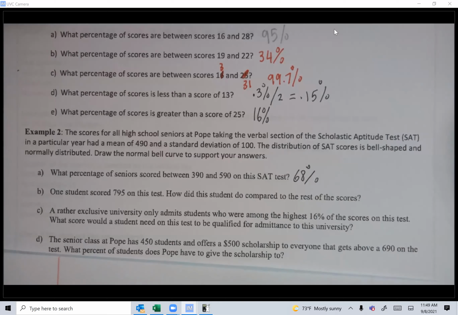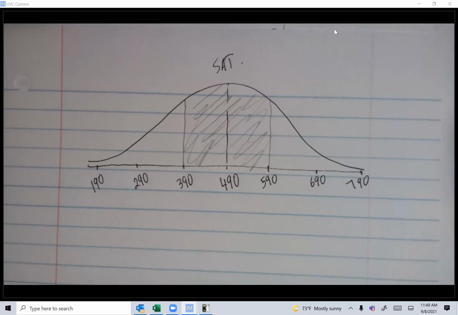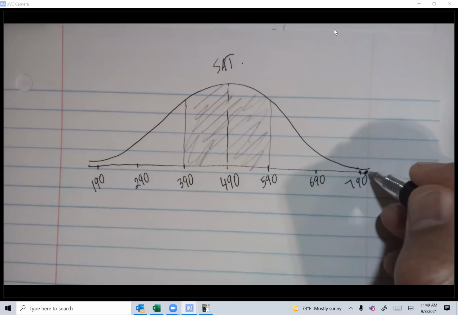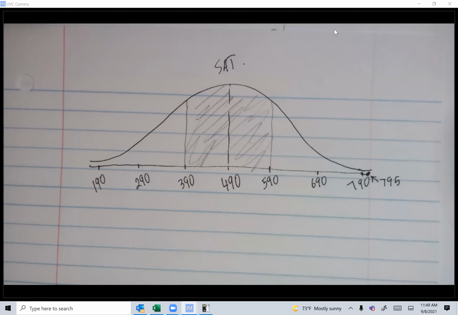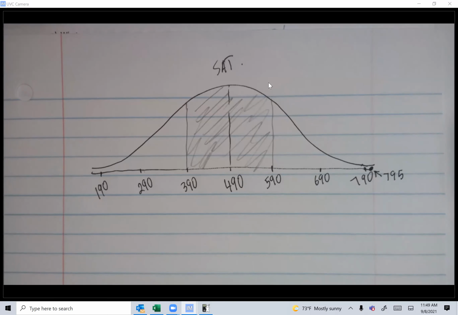Okay, one student scored 795 on this test. How did the student do compared to the rest of the scores? 795, guys. Let me show you where the 795 is. Right here. What can you say about this student, guys? Should be able to say something.